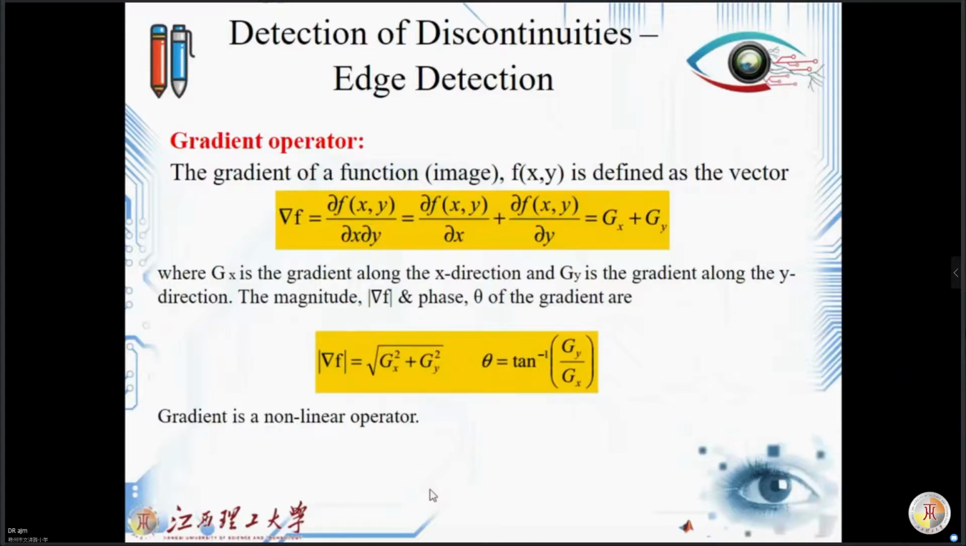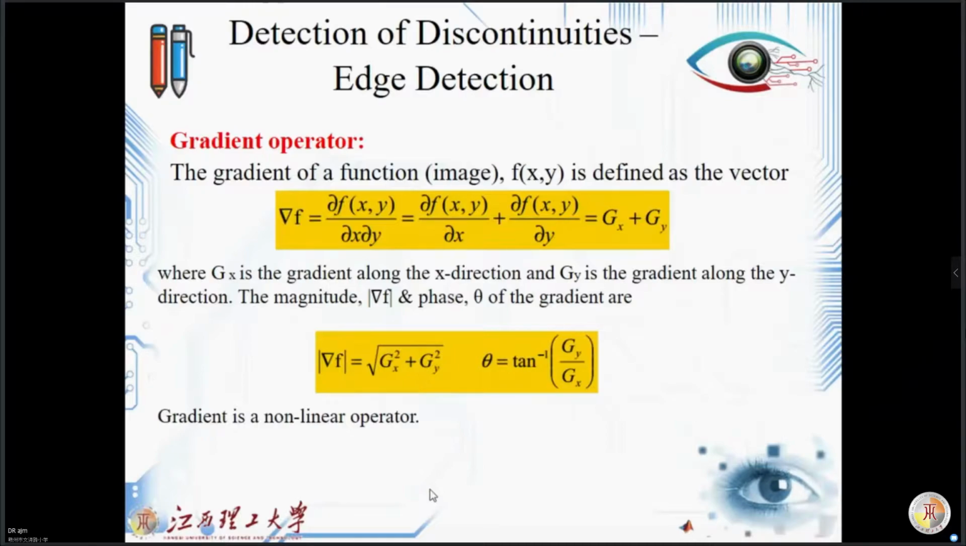In another form, I can separate these two components as Gx and Gy, the gradient with respect to x and the gradient with respect to y. Gx is the gradient along the x direction, and Gy is the gradient along the y direction. In other words, the gradient operator on my image has two components, one in the x direction and another in the y direction.